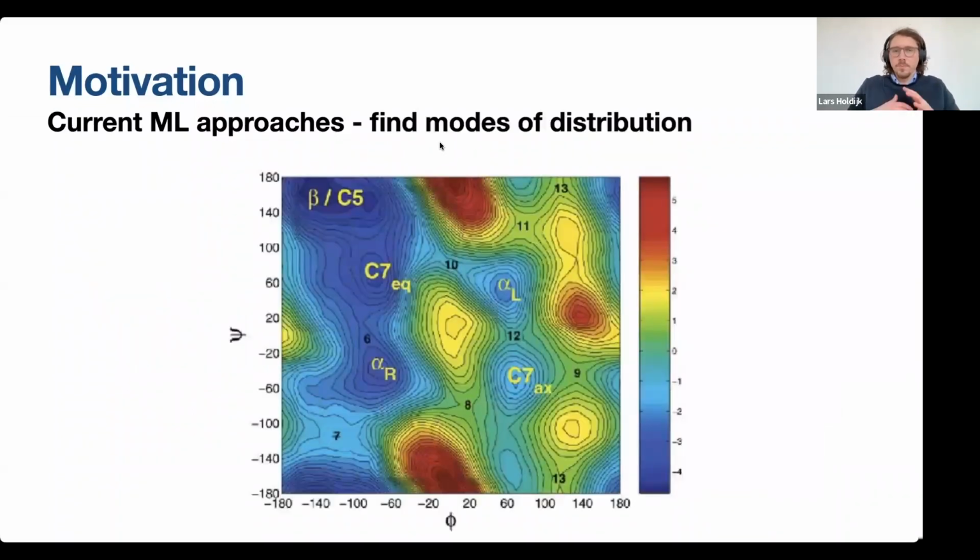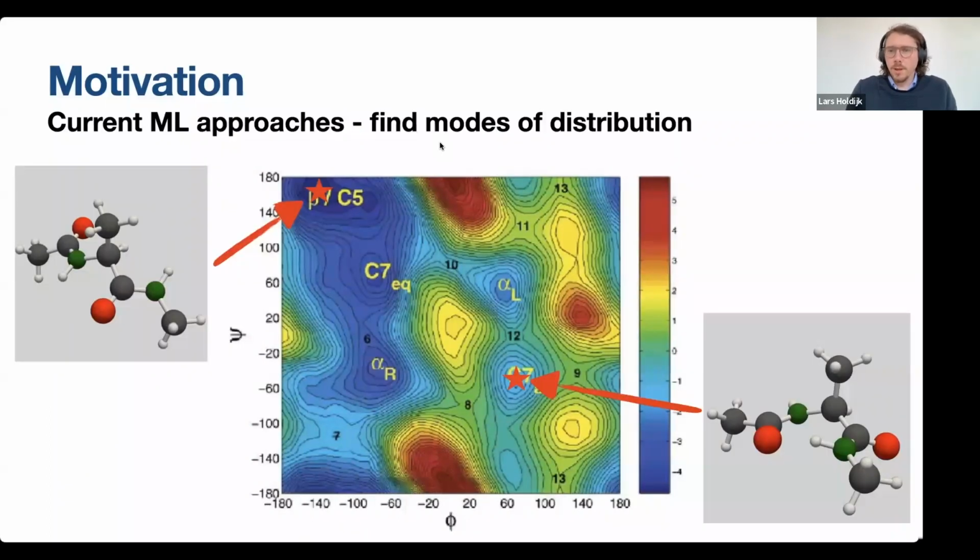You could consider this as currently machine learning approaches kind of find the modes of the free energy distribution of these molecules. So in the case of alanine dipeptide, what a normal machine learning method would give us are these modes, which is in itself very interesting, but it can lack some information that could be crucial for further developing these systems.